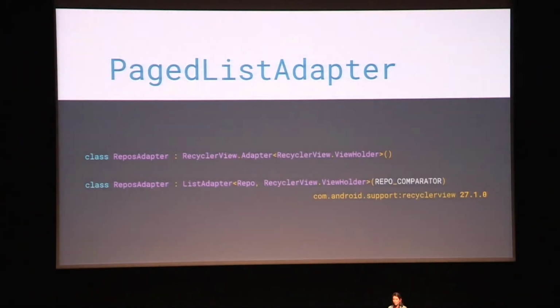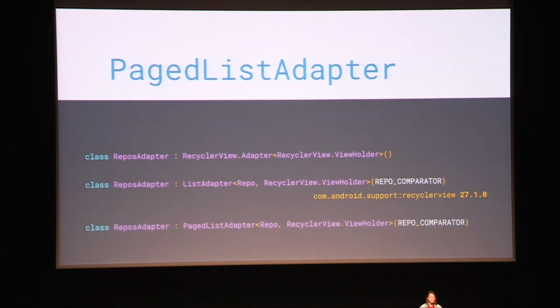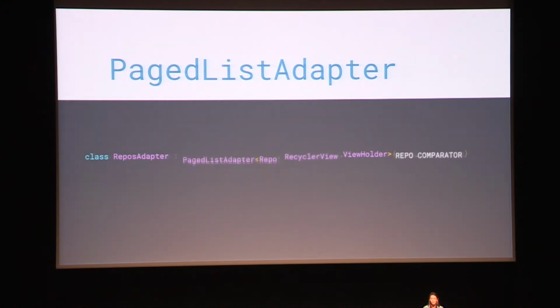So by default, when you're using the recycler view, chances are that you're either using recycler view adapter, or if you've already migrated to the 27.1 version of the support library, you might be using a list adapter. So the page list adapter is nothing more than a wrapper over list adapter. So it extends list adapter. So if you haven't worked with list adapter, I'm going to tell you what's with that repo comparator.